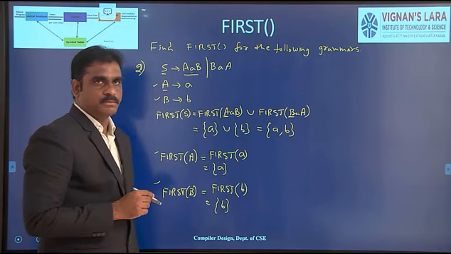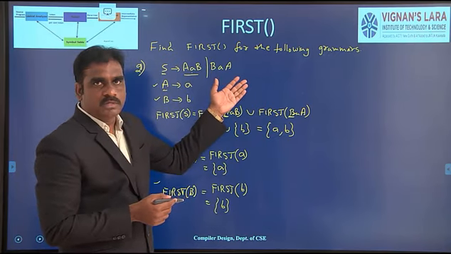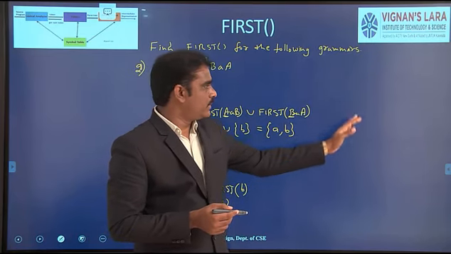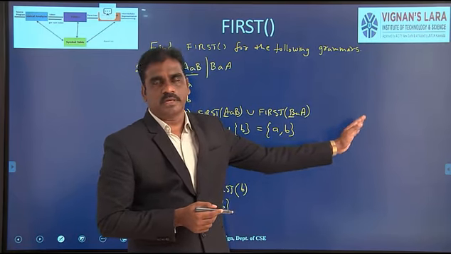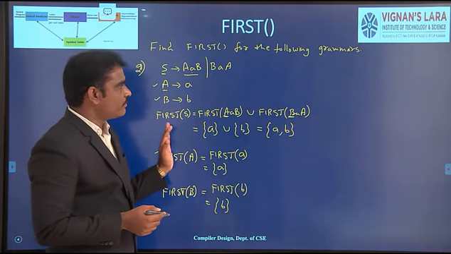This is the second example. In the same way, we have a third production. Simply perform the union of first of the third production and first of the fourth production. Like that, you have to compute the first function.